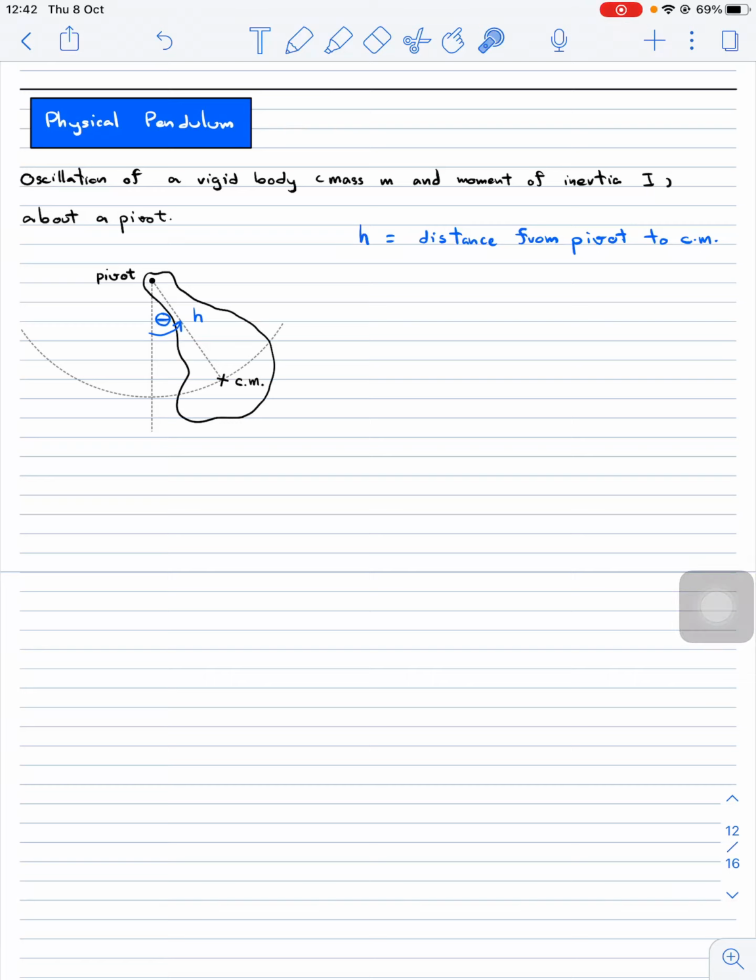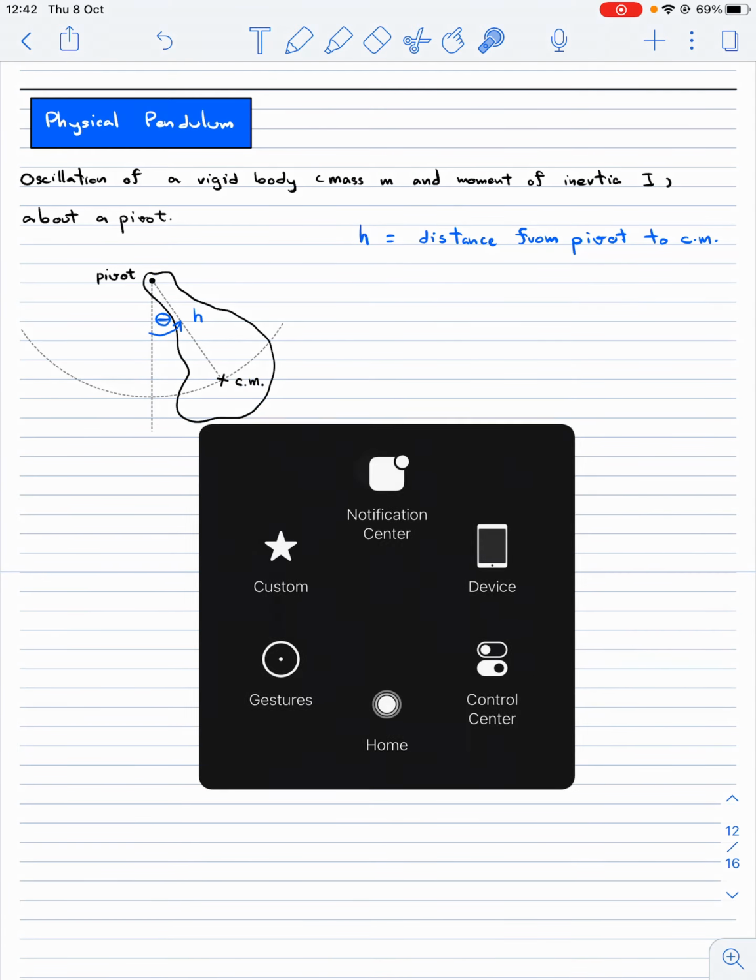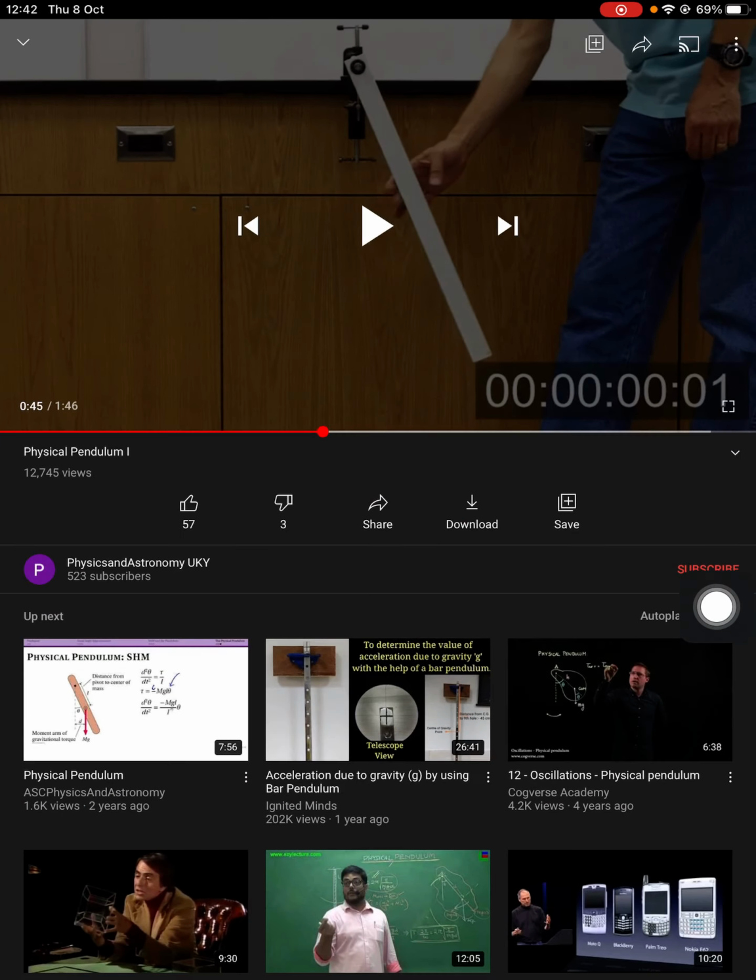Another type of pendulum is called the physical pendulum, consisting of a rigid body with mass m and moment of inertia I. So consider these pictures. Our rigid body with an arbitrary shape is hung at this position. This position can behave as the pivot, right? And then if we release the object, it will just oscillate left to right, left to right about this equilibrium position. So let's consider this video.